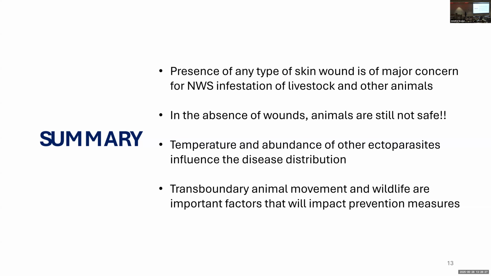So in summary, this is what I have to present. We've been able to talk about some of the types of myiasis that we have and the presence of wounds on animals being a very significant factor. And then temperature and some other factors start influencing the disease distribution, and the fact that wildlife and transboundary animal or human movement are important contributors to the risk of reintroduction of the screwworm into the United States. So that's what I have for you today.